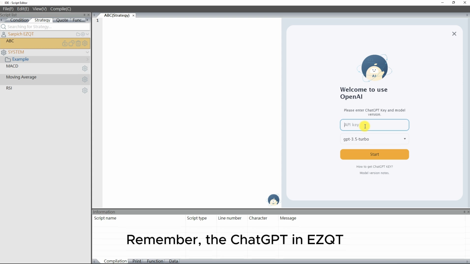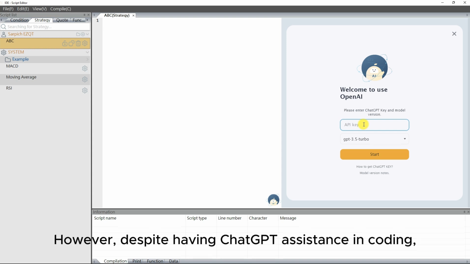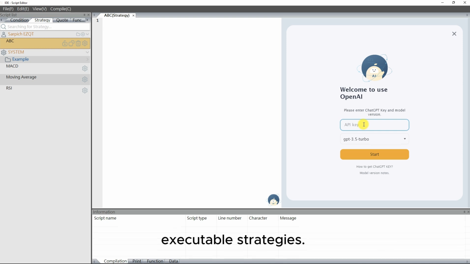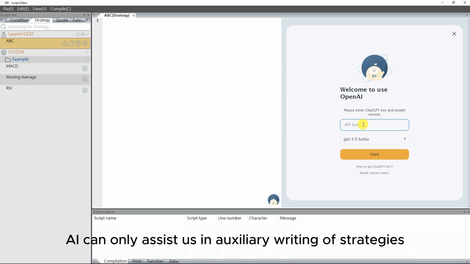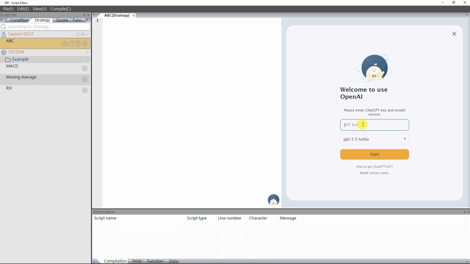Remember, the ChatGPT in EzQT requires prior application for a paid API to activate. However, despite having ChatGPT assistance in coding, it still requires sufficient knowledge to develop executable strategies. AI can only assist us in auxiliary writing of strategies, and it takes step-by-step modifications to achieve correct execution.